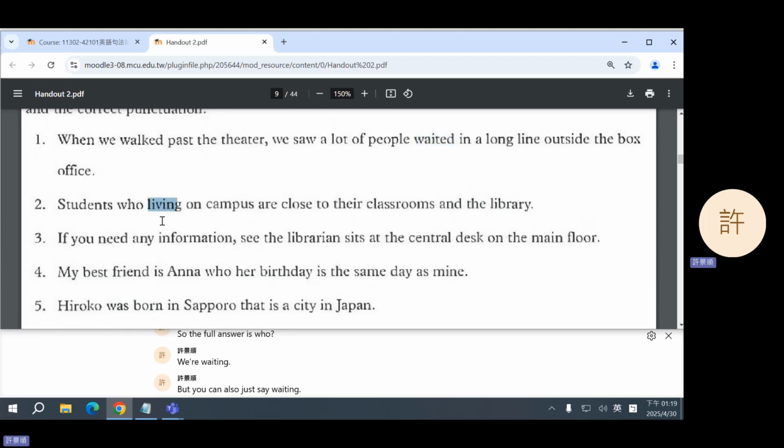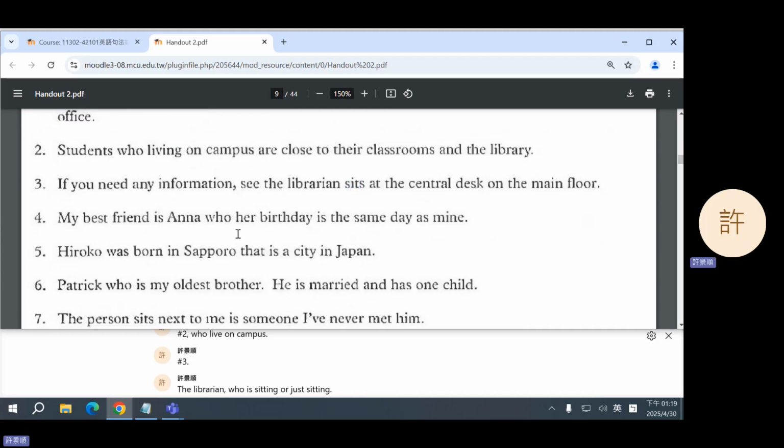Number 2, who live on campus. Number 3, the librarian who is sitting or just sitting. Number 4, this might take a bit more effort to fix. Okay, no, it's not. It's fine. My best friend is Anna, comma, whose birthday.